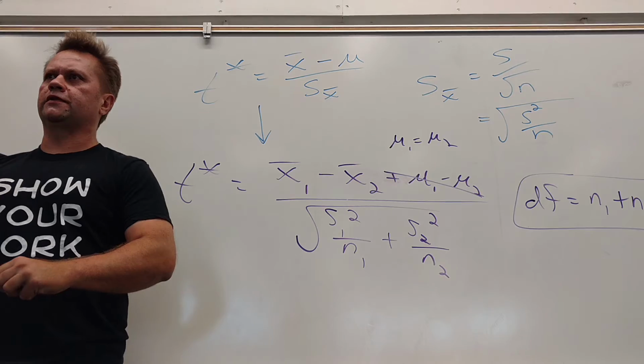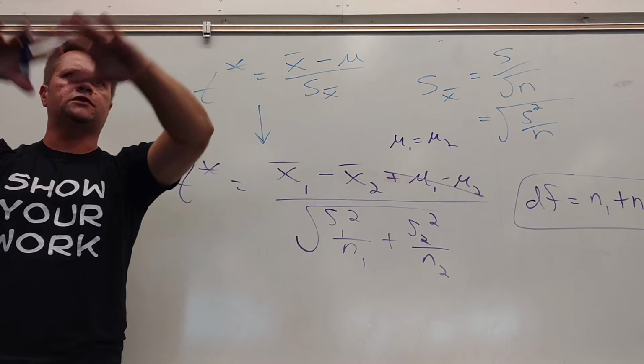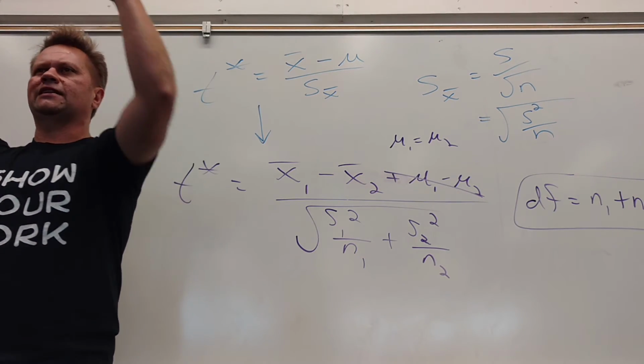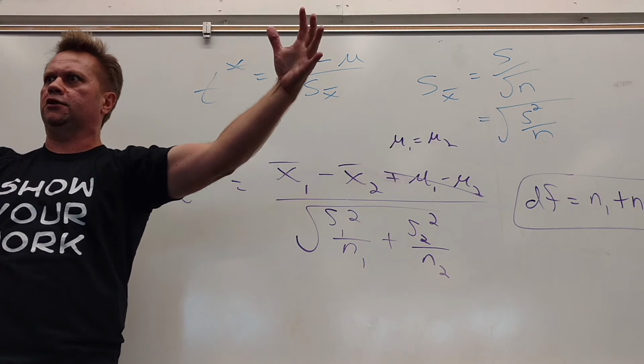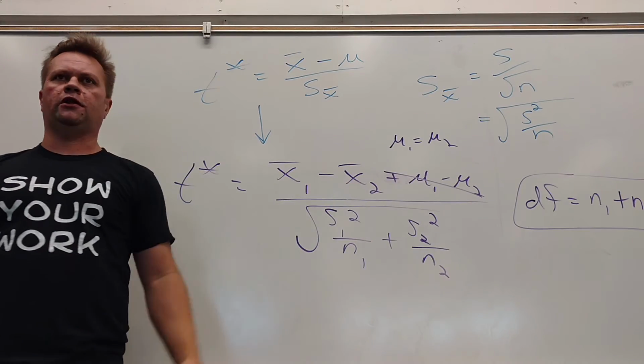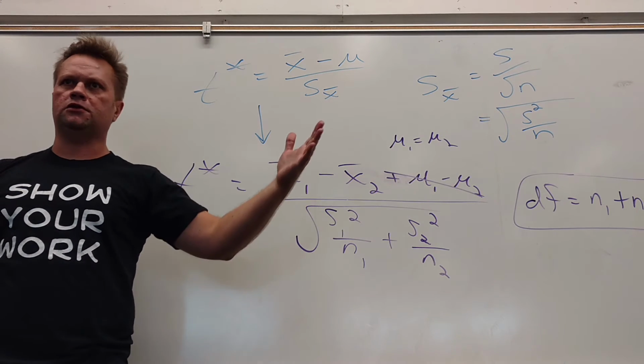So the N1 plus N2, that's sort of like a total sample size. Like if I take a sample of men and a sample of women, then N1 plus N2 is just the sample of people that I took. Minus 2 is sort of like minus 1 for each one, so it's minus 2 total.